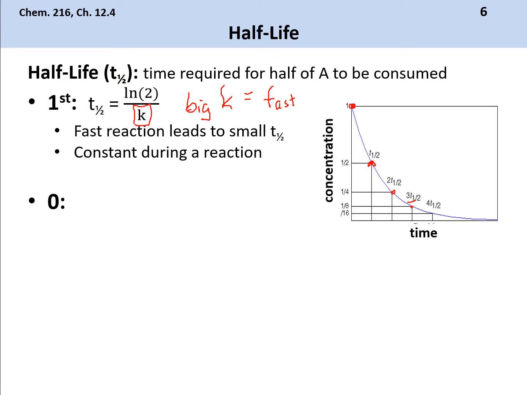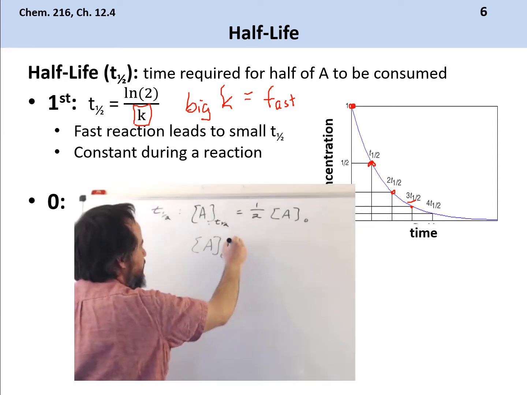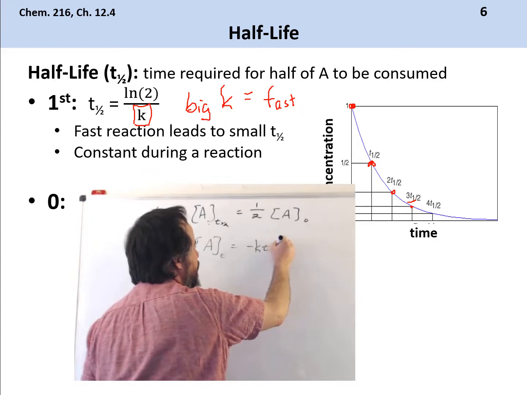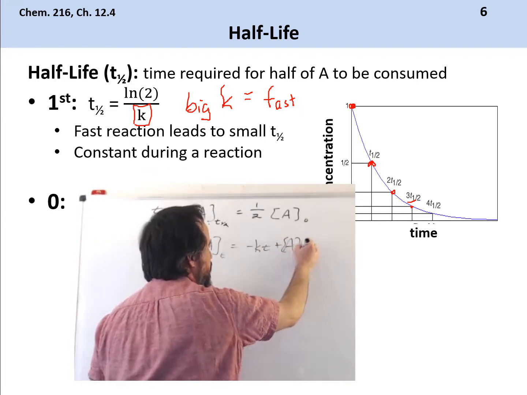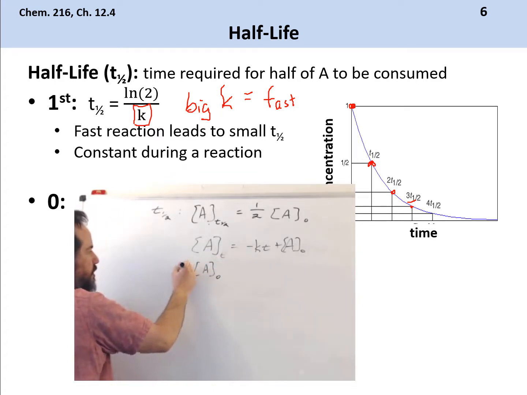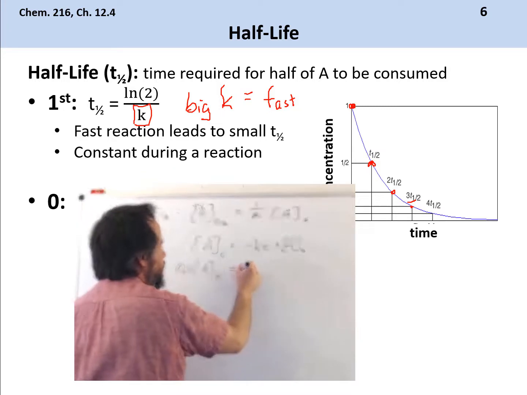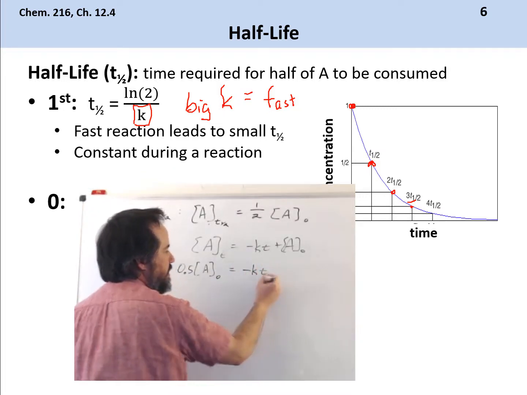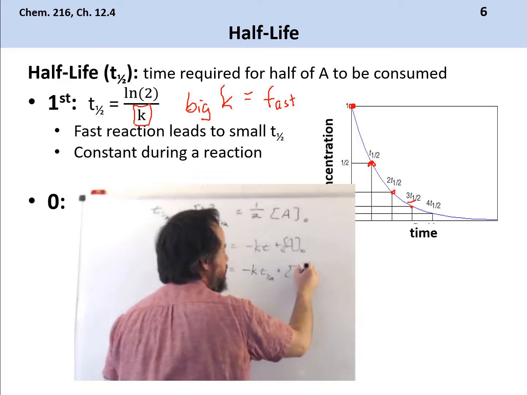All right, let's go ahead and look at zero order. Sorry, I needed to find my eraser, it took me a little while. I'm going to start off with the same thing, except for zero order, remember A_t equals negative kt plus A naught. So if I plug in this information, I get 0.5 times A naught equals negative kt, this is now half-life, plus A naught.